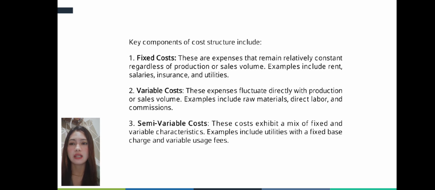To give you an example, say you have a bakery, and that includes the flour, sugar, eggs, and butter. It means the more product you produce, the more ingredients you need, and the more ingredients you need, the higher the direct material cost. So that is an example of direct materials, a variable cost.